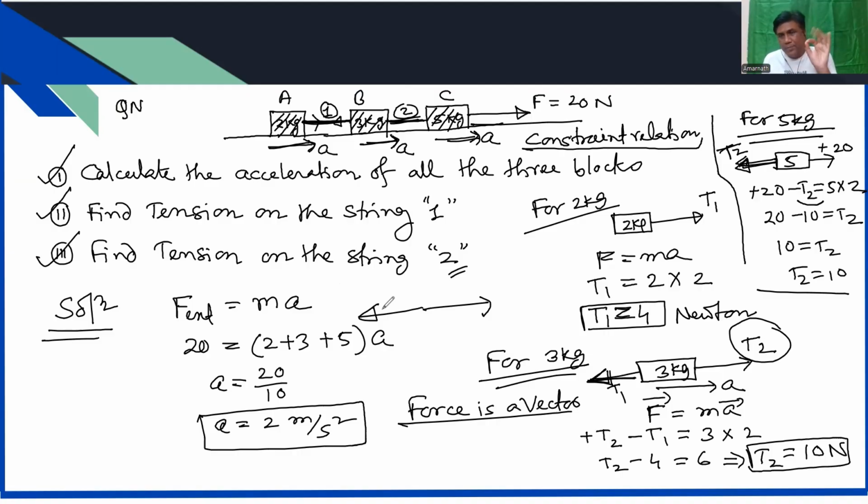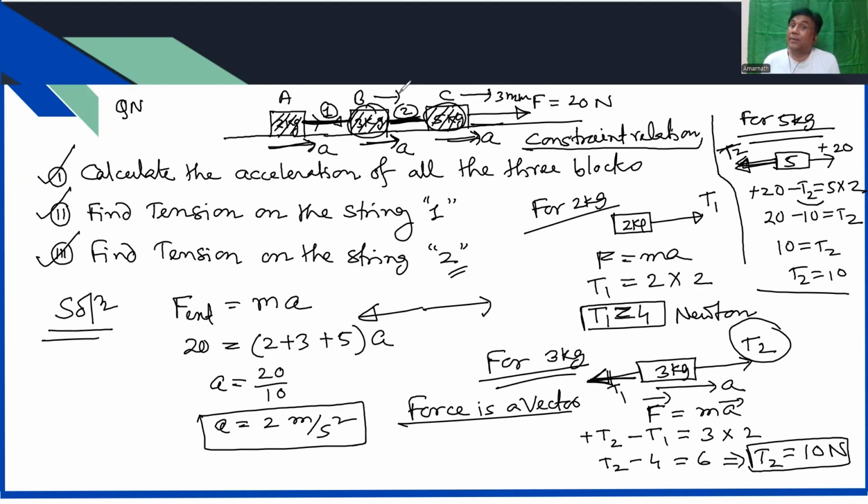The problem here is that the string will always be tight. It will not be loose, and it will not be slack, as well as it will not be torn. It cannot break. So what does it mean? If the 5 kg goes by, say, 3 millimeter, for example, then this also must go by 3 millimeter only. If it goes with more velocity, more displacement, the string will be slack.